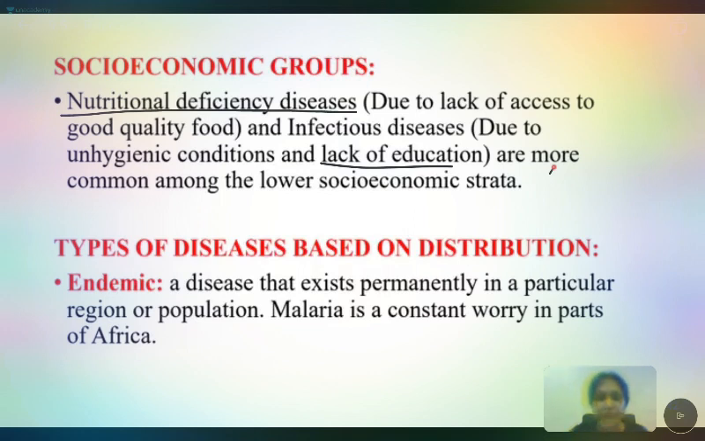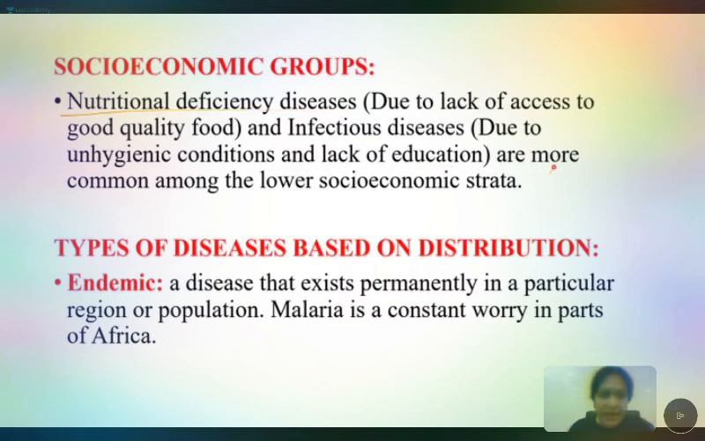Or say, for example, if you know that cholera comes due to water contamination, then if you don't have access to mineral water or purified water, at least you can boil the water and drink. Is it clear? So if you know the cause, then there is a chance that you can protect yourself. Okay, so due to unhygienic conditions and lack of education, the infectious diseases are also more common among the lower socioeconomic strata. And you can give examples.